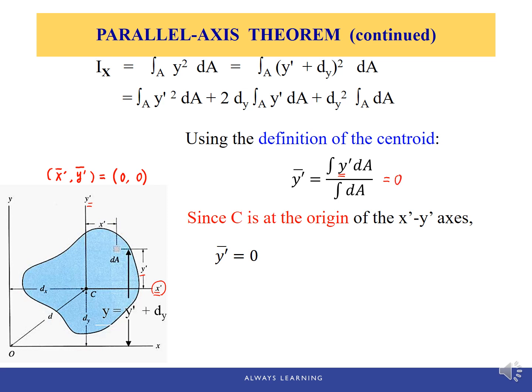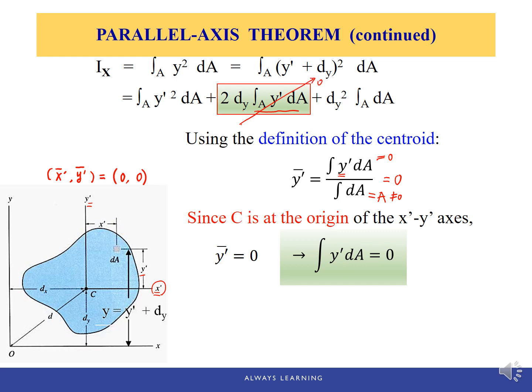And since the integral of dA, which is the area, should not be 0, the top expression, the integral of y prime times dA, must be equal to 0. So if you take a look at the I of x expression, that middle term, we have 2 times dy times this integral part, and this integration equals 0. Therefore, this entire expression should be 0.